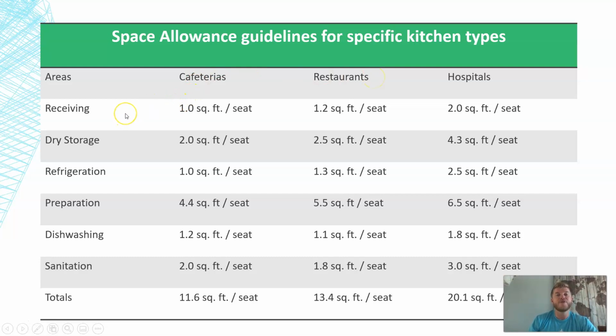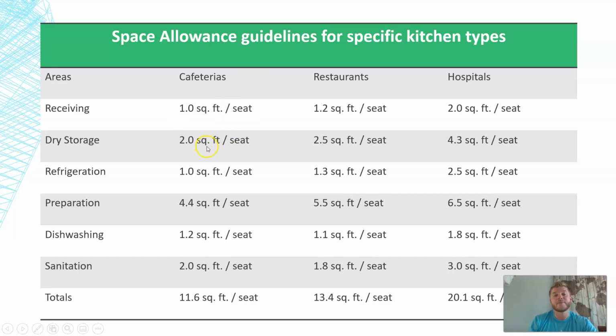So once you know how many seats you have in your restaurant, they give you an idea of how much square footage you may need. If you are a 50 seat restaurant, then your receiving area is about 50 square feet. Now 50 square feet is not big. 50 square feet is 10 feet by 5 feet. So that's like a hallway. That's not a huge area for your receiving area.